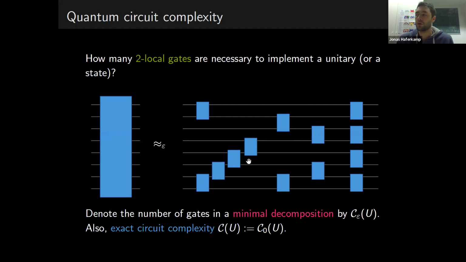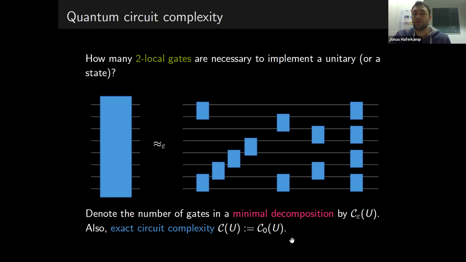Maybe now is a good point for me to point out that sometimes I'm going to talk about unitaries and sometimes about states, and the complexity of states or of unitaries, depending on what makes more sense in the context. But every time I make a statement about the complexity of unitaries, there's an analogous statement for the complexity of states that can be obtained by very similar methods. So it really doesn't matter. I'm just restricting to special cases mostly for time reasons.